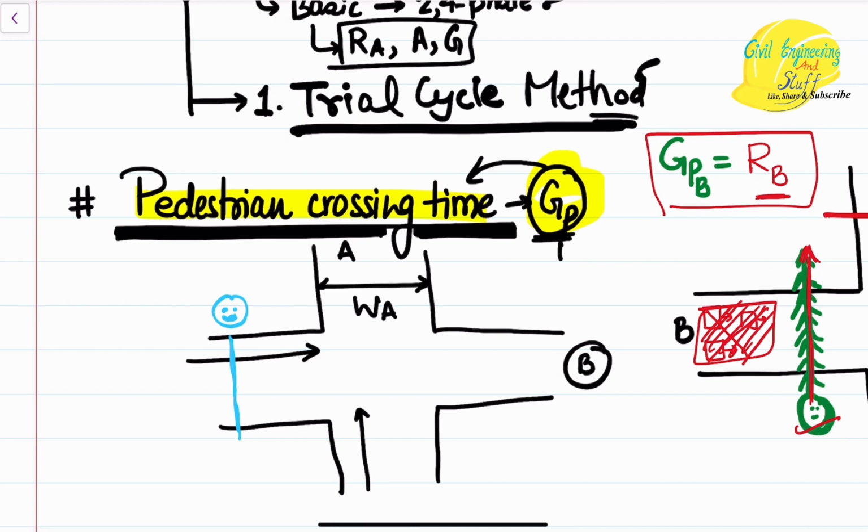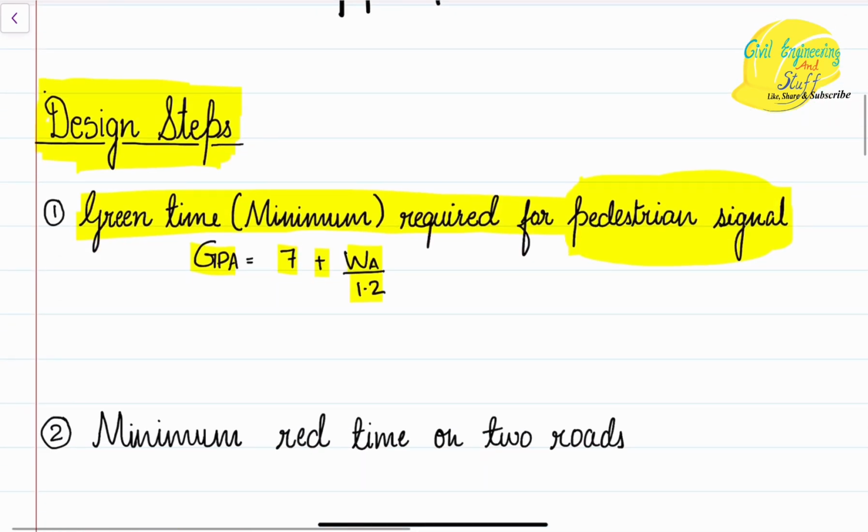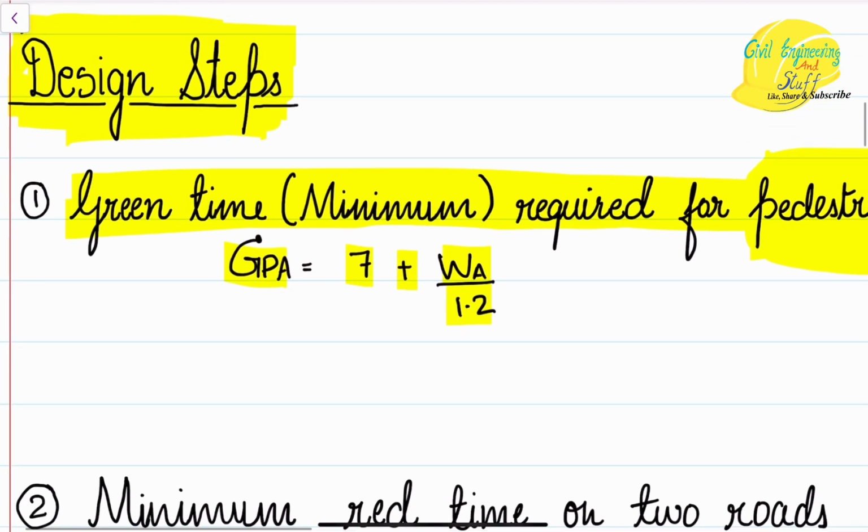WA is the width of the road A. Likewise, WB will be the width of the road B. So the green time for the pedestrians for road A will be 7 plus WA, that is the width of road A, divided by 1.2. Now this 7 is what we call the initial walk period.